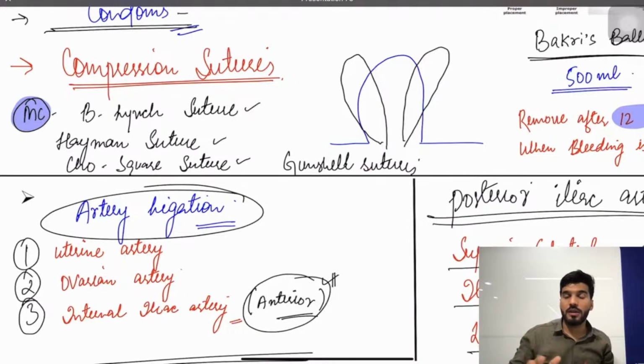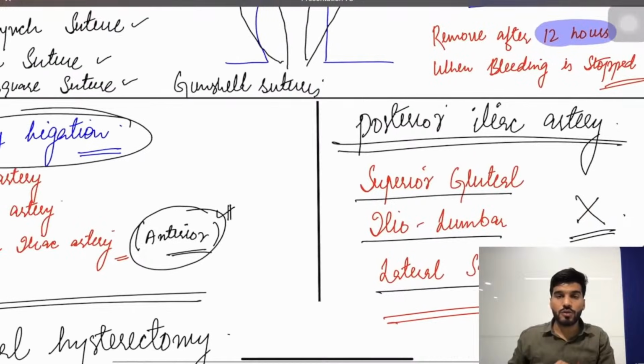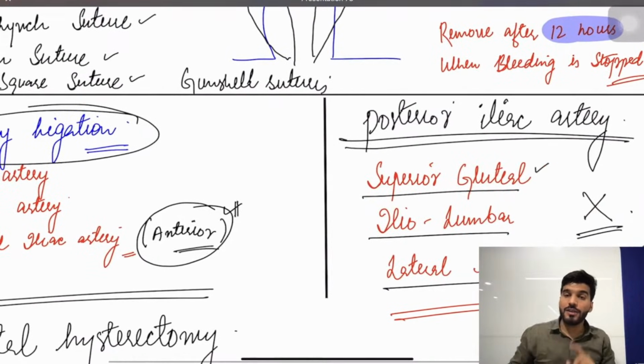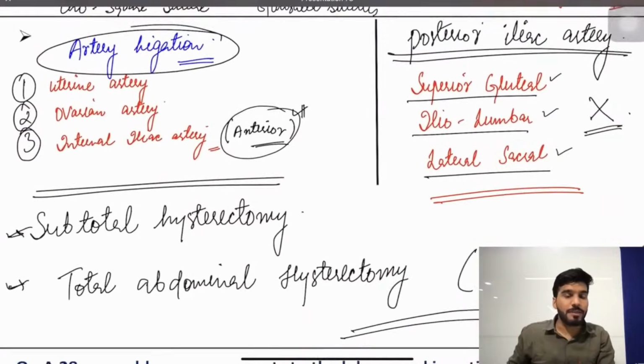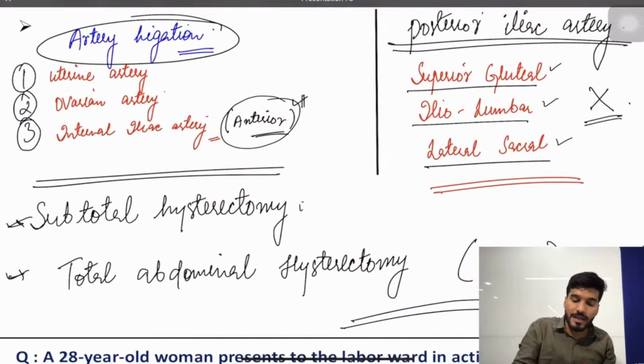If an examiner asks a question that after postpartum hemorrhage, devascularization of the arteries was done, and the patient is now complaining of numbness in the lower limb, which of the following arteries has been misidentified by the surgeon? Your answer is going to be among these three. If they ask about the posterior division of the internal iliac artery, you have to remember the branches: superior gluteal, iliolumbar and lateral sacral.